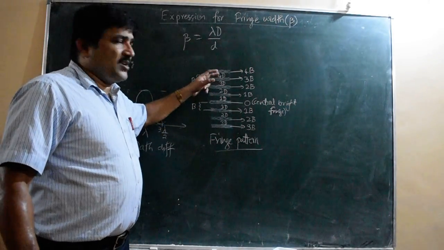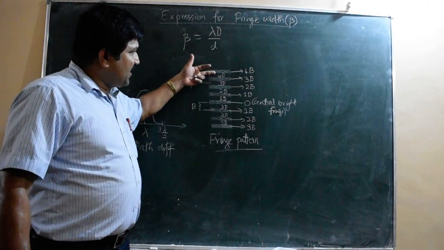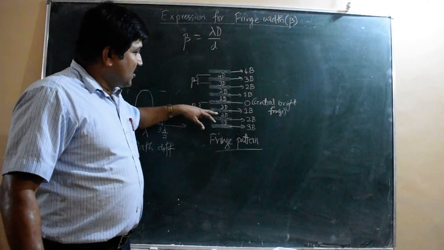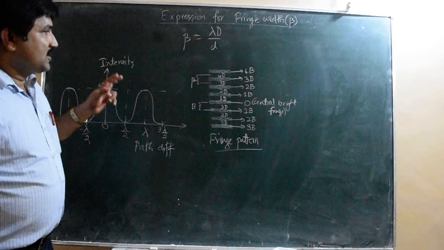And a bright fringe is not necessarily white. The fringe may be red in color, and all bright fringes will be red. If you use yellow monochromatic light, then all the fringes will be yellow, and in between there will be dark fringes. So that's the idea.